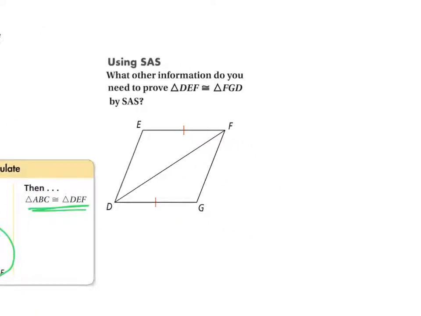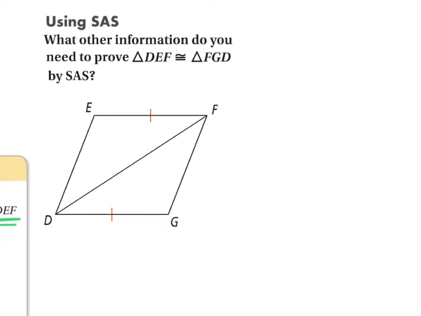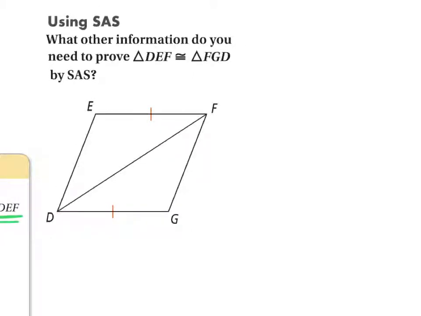So taking a look at our example here, they want us to figure out what other information we need to know in order to prove that triangle DEF is congruent to triangle FGD by side angle side. All right, well, let's see here. I'm just going to organize this as a proof, even though they didn't technically ask us to write a proof.